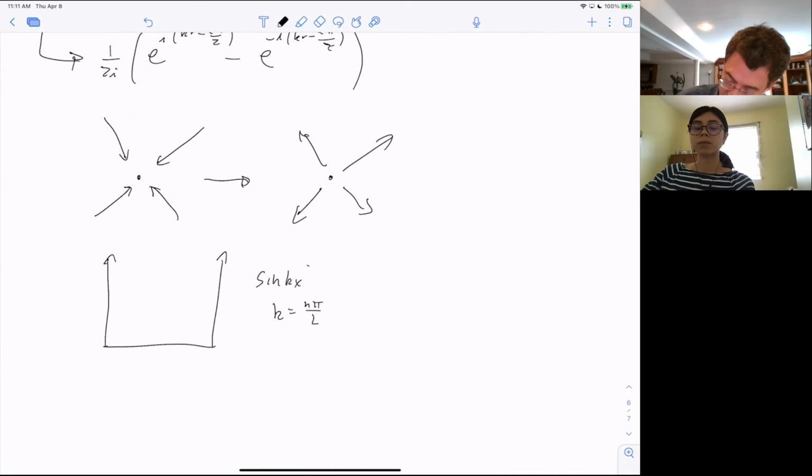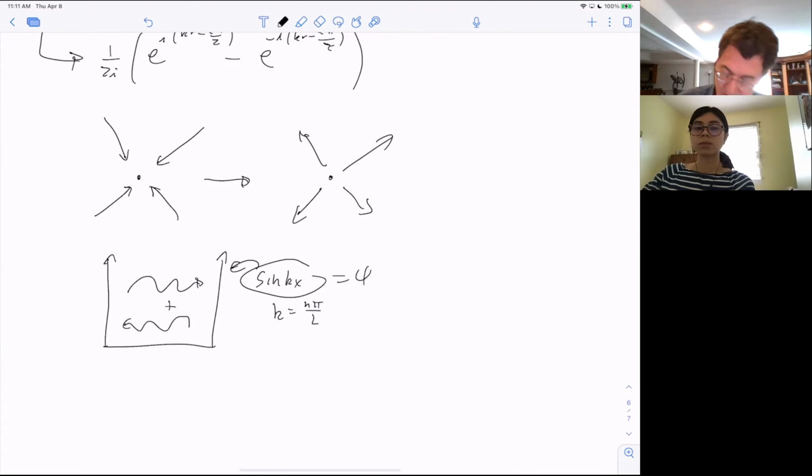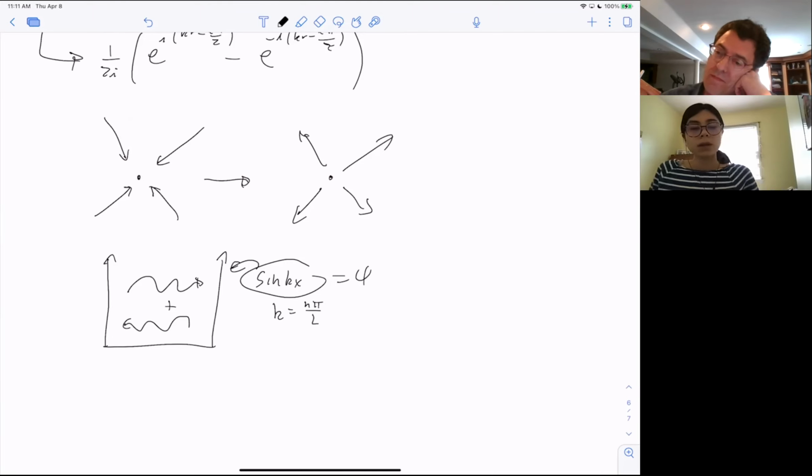But what the heck is sine of kx in that box? That's just the solution of the right moving plus the left moving. That's the eigenstate of a particle in a box. It's the sum of a right moving wave and a left moving wave. Why are they both there? It's because when the particle is moving to the right, it's going to hit that wall and bounce back. So you've got to have some right, you've got to have some left. Okay. Yeah, that makes sense.